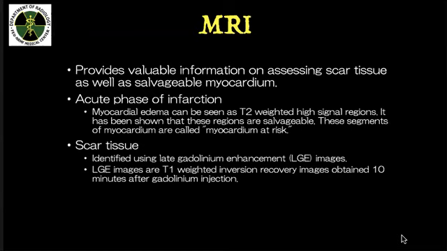In MRI, it provides valuable information on assessing scar tissue as well as salvageable myocardium. Okay, so in your MRI, you can assess your scar tissue as well as the salvageable myocardium. In acute phase of infarction, the myocardial edema can be seen as T2-weighted high-signal regions. It has been shown that these regions are salvageable. These segments of myocardium are called your myocardium at risk.